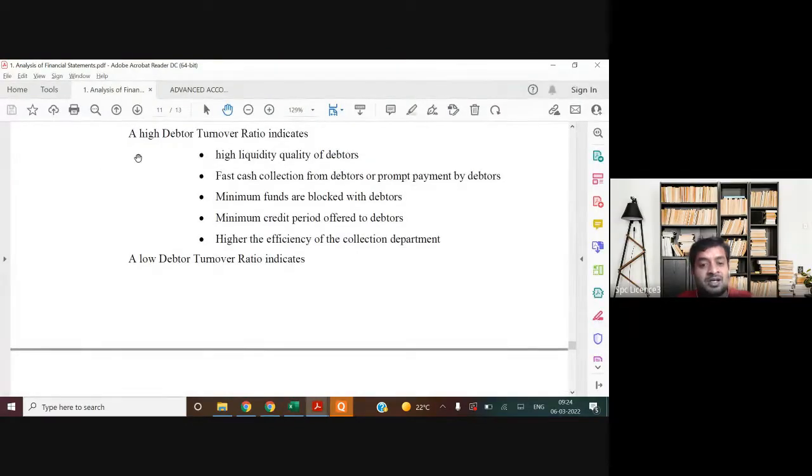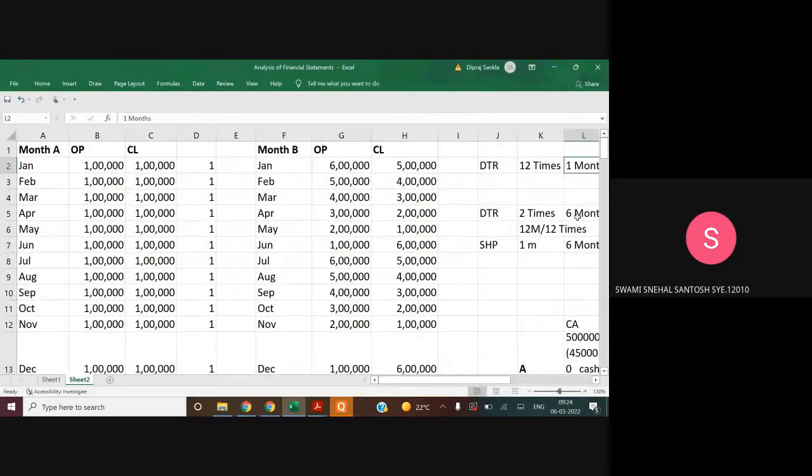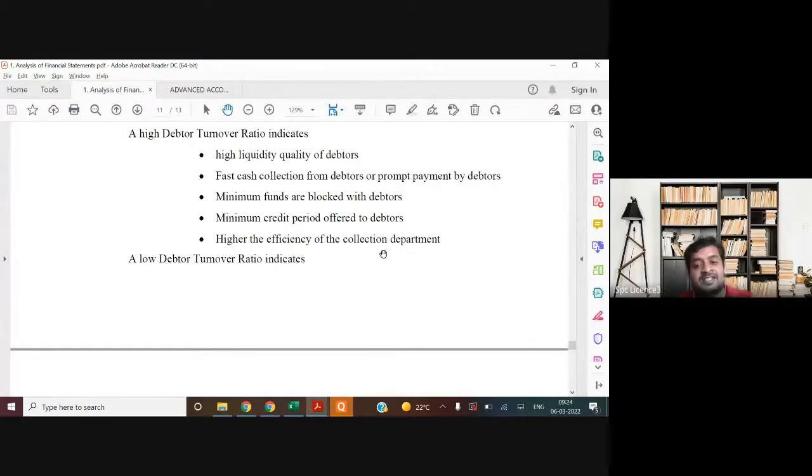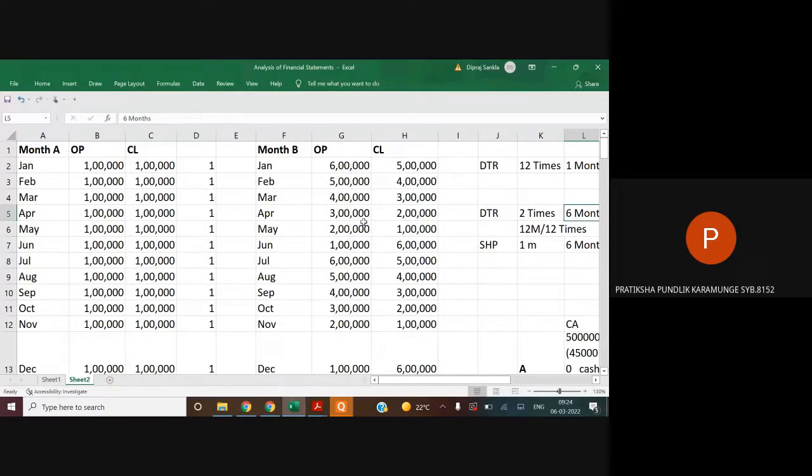So minimum funds. Now the fourth bullet, minimum credit period offered to debtor. What is the credit period here? 1 month only na? But here it is 6 months. Now higher the efficiency of the collection department. Okay, which department is good at collecting debts? A company's collection department or B company's collection department? A company.